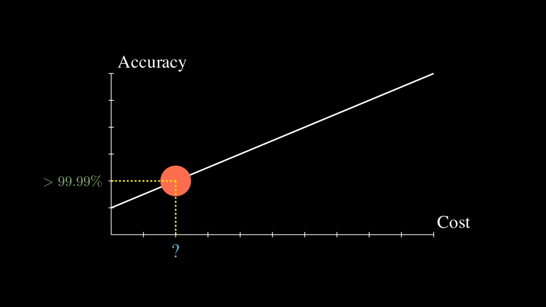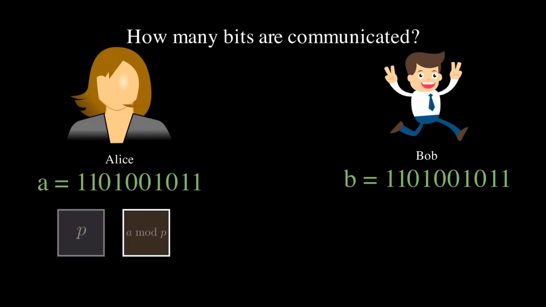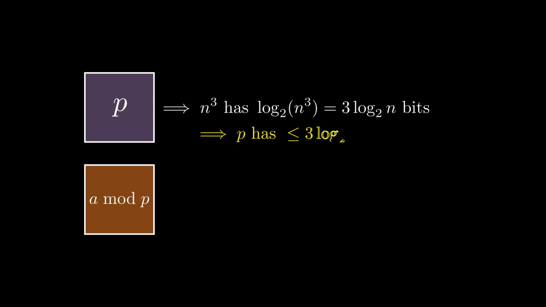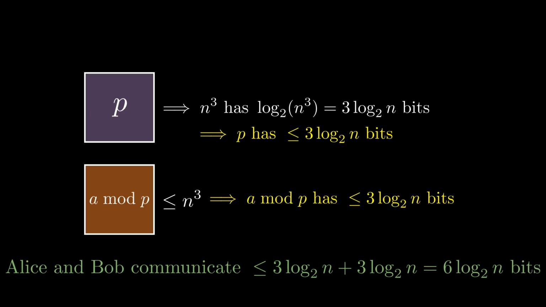Let's now see how many bits Alice sends to Bob. Recall that the only quantities communicated are p and a mod p. Since p came from the interval 2 to n cubed, we know that p is less than or equal to n cubed. And since n cubed has 3 log n bits in its binary representation, we conclude that p is at most 3 log n bits long. Similarly, since a mod p is less than p, a mod p has at most 3 log n bits. So in total, Alice sends Bob 6 log n bits.